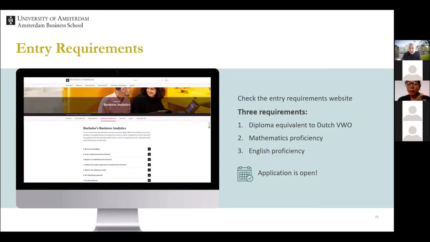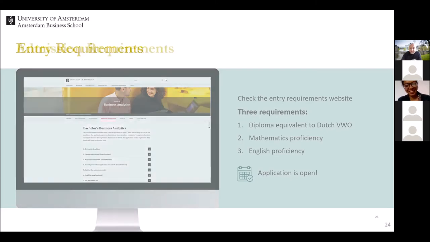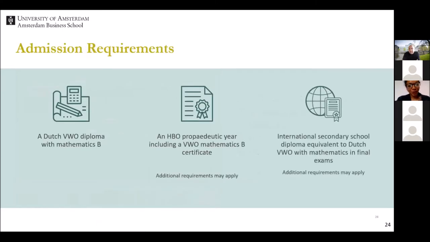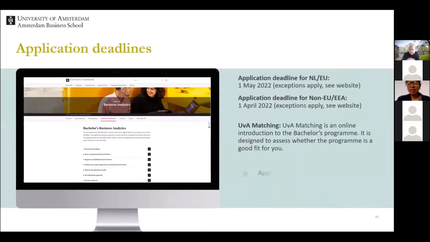Vivian, shall I go to the next slide? Yes, thank you. Okay. The application is open from the 1st of October, so you can apply whenever you like. One of the questions I did see was if students could apply with predicted grades, and the answer is yes, you can apply with predicted grades. Here you see the deadlines for the international students. For students with a non-EU degree, it's the 1st of April. Students with an EU degree, it's the 1st of May.